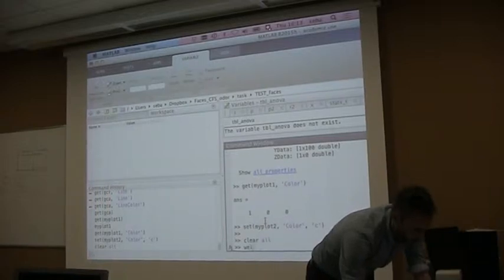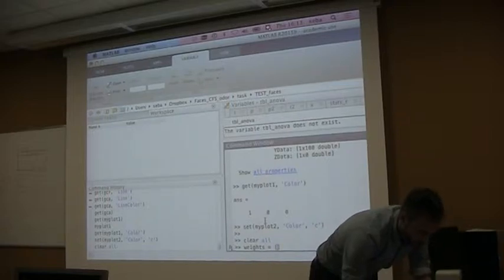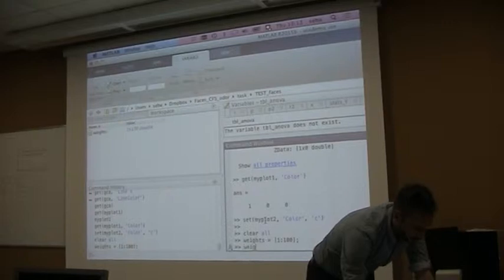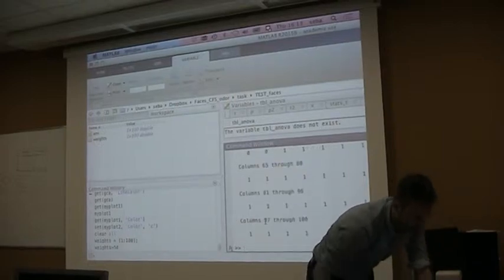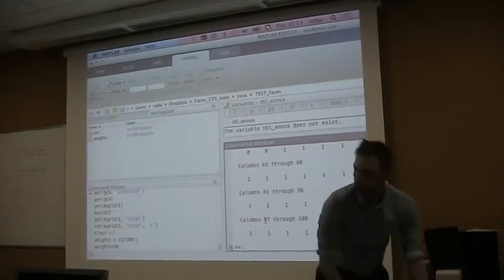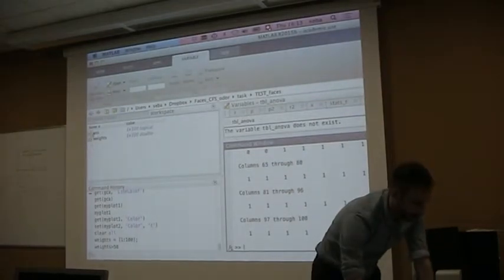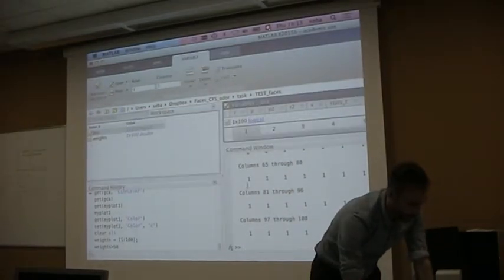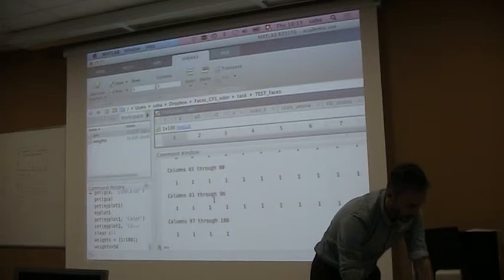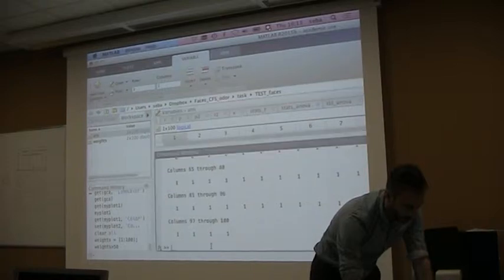So, weights equals 1 to 100. Then weights above, say, 50 gives me the indices of those that are above 50. So it put it into ANS, which is zeros and ones. That means the ones is where they are above 50.